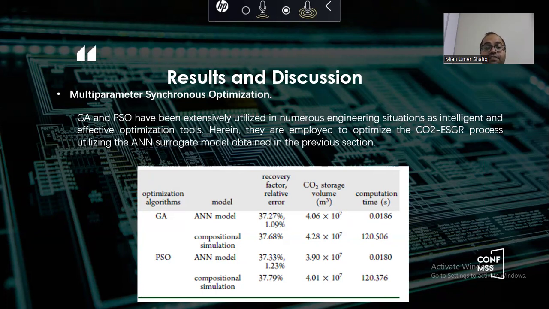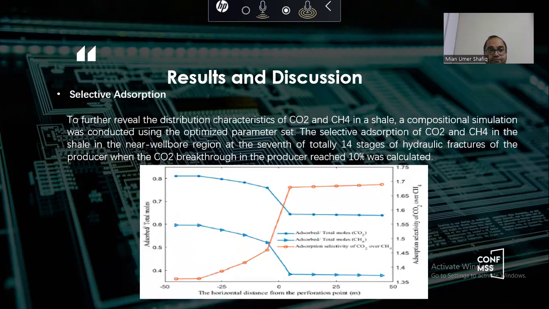So you can see that the difference between the values is small, but the values obtained using GA and ANN and PSO and ANN are higher compared to sensitivity analysis, and they are taking less time to produce results.